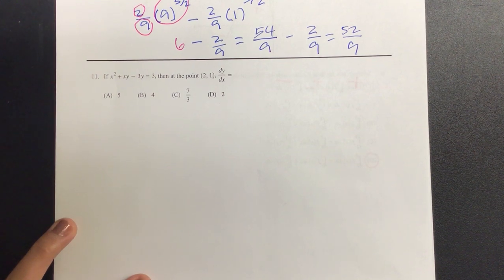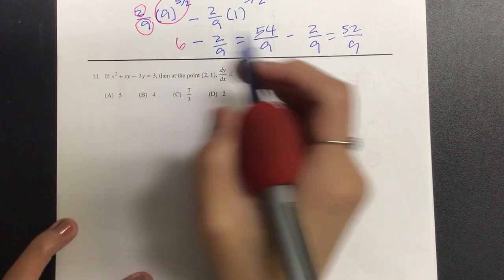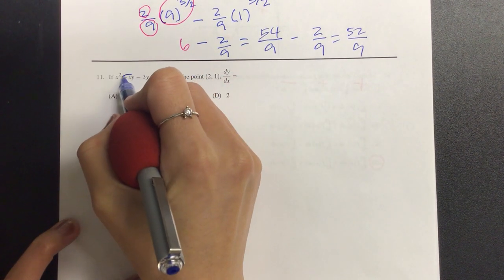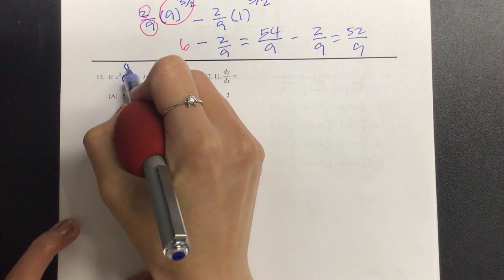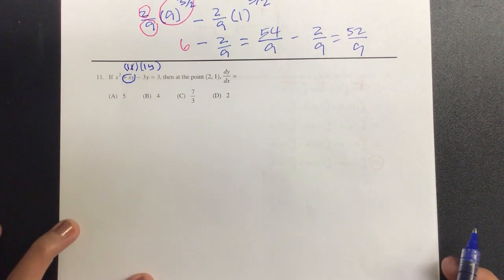So we're deriving implicitly, meaning anytime we have some other letter than x, at the end we're going to say dy over dx, okay? Just as a reminder, this guy right here is product rule. So we're going to write 1x times 1y. You don't need the 1, but I think it's going to be helpful.